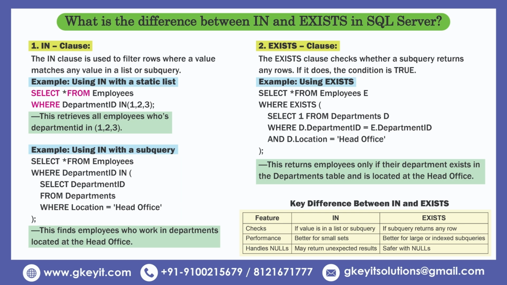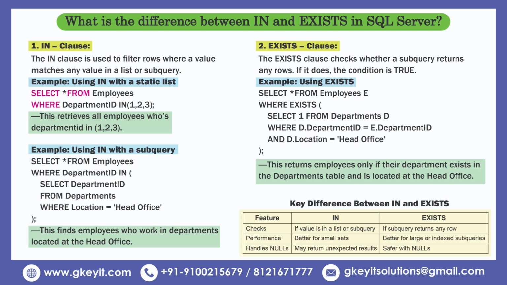Coming to the next example, using IN with a subquery. Here we are using a subquery. Select star from employees where department ID in select department ID from departments where location is equal to head office. Here this will get some list of things and give it to the main query to check for the location is equal to head office. From the departments table, it finds employees who work in departments located at the head office.